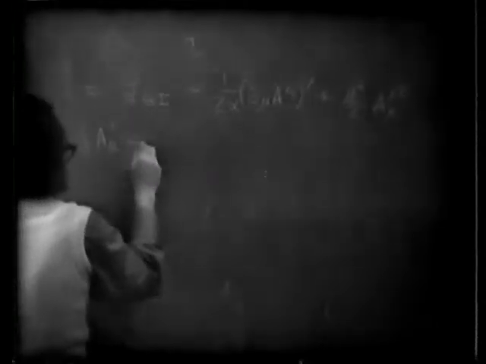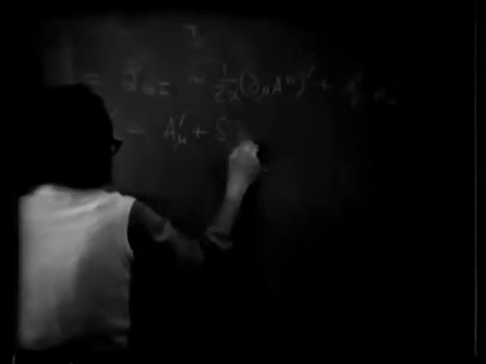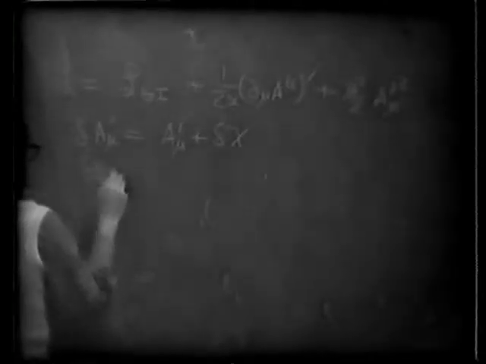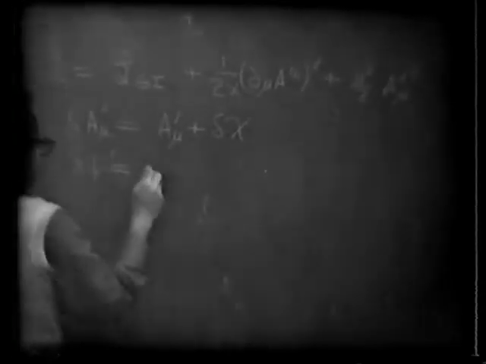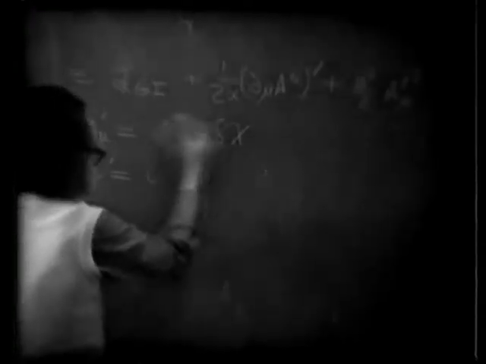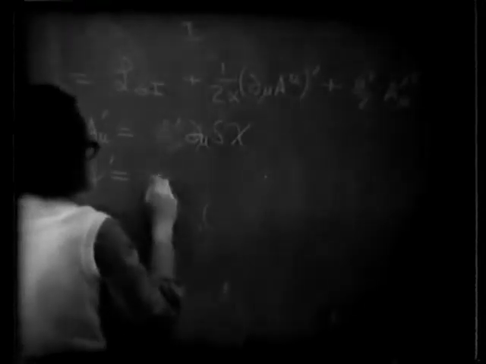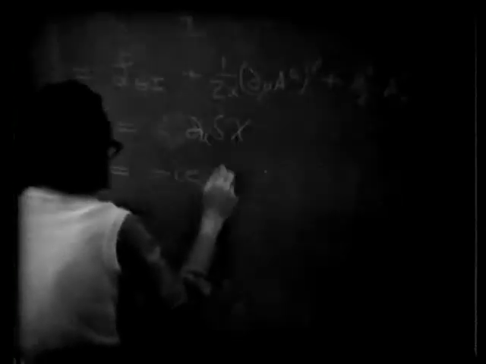Delta A mu prime equals d mu delta chi. Delta psi prime is minus i e delta chi psi prime.